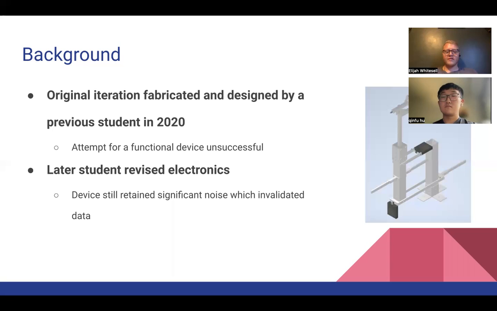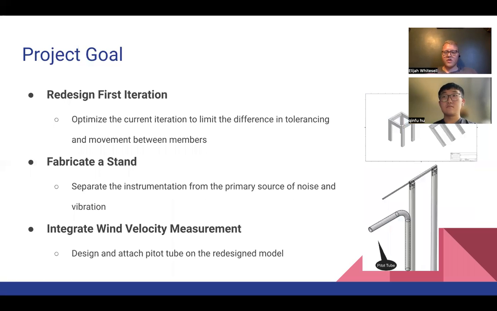That brings us to where we are today, and to why we picked it up as a project, as an apparatus that we should be able to use to test the drag and lift of different objects in our fluid lab. The project goal, as you can see, is to redesign the first iteration of this apparatus. From the previous students' explanations, the first design was very rudimentary, it didn't have optimization when it comes to friction reduction, and tolerancing was very sloppy. There was a lot of play between the different components of these parts.